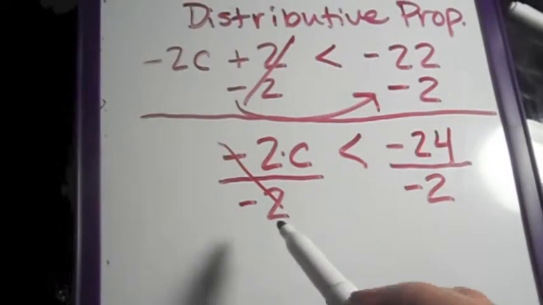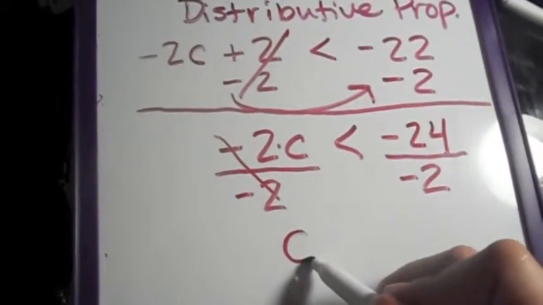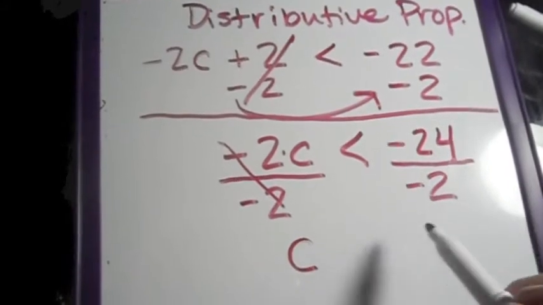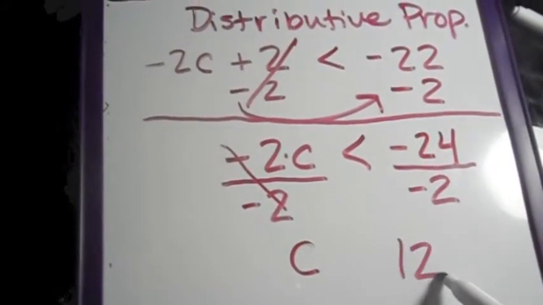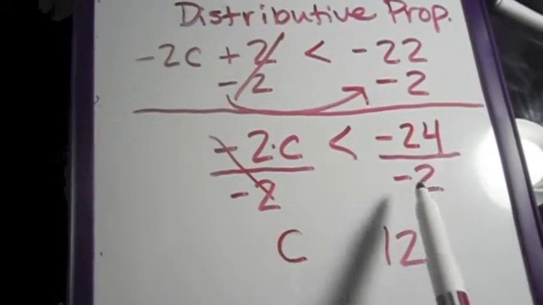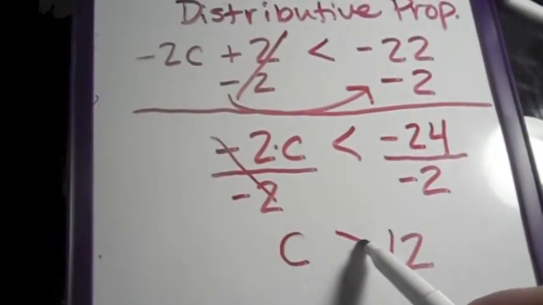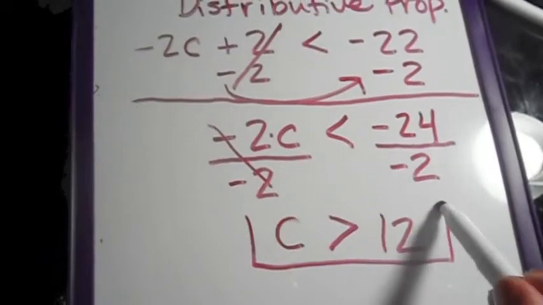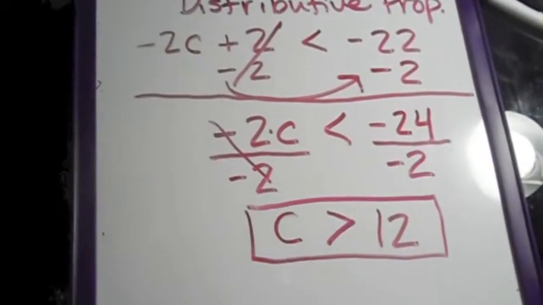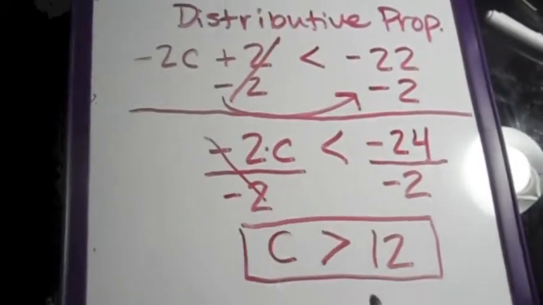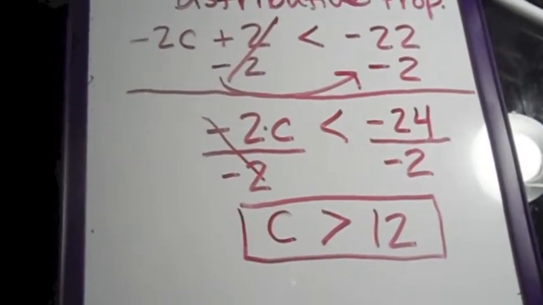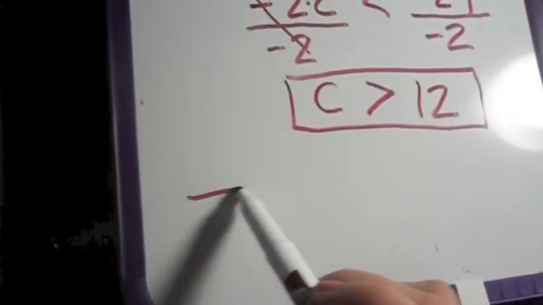Negative 2 and negative 2 is just a 1, so we're left with C. Negative 24 divided by negative 2 is a positive 12. And since we divided by a negative, this answer is going to have a sign that is flipped. That is your solution. We have solved this inequality. C is greater than 12. Let's see what that looks like on a line graph.